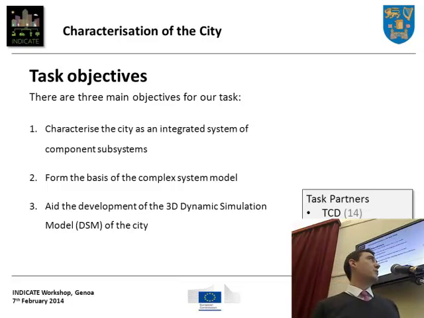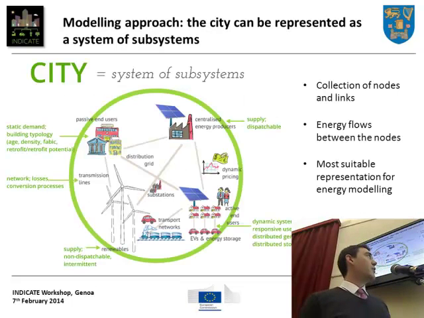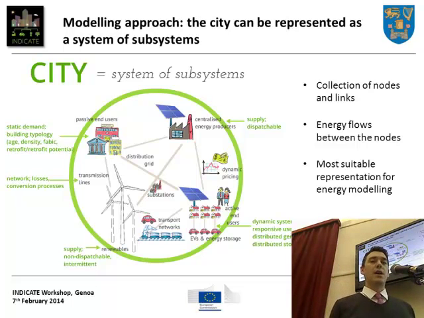So there are three main objectives to the task which I'm working on. First is to characterise the city as an integrated system of component subsystems. The second is to form the basis of a complex system model for the Indicate tool. And then finally aid the development of the 3D dynamic simulation model as the DSM of the city. So the modelling approach we are taking is to represent the city as a system of subsystems.